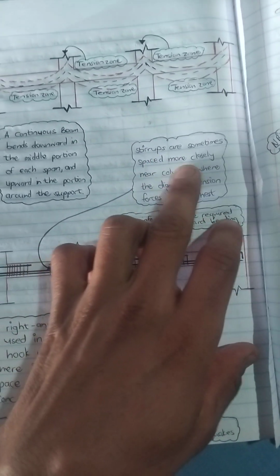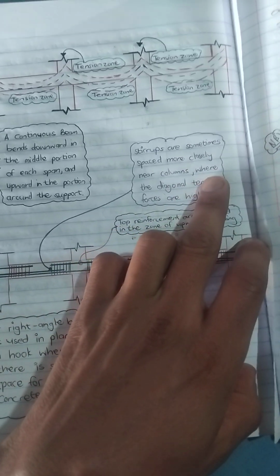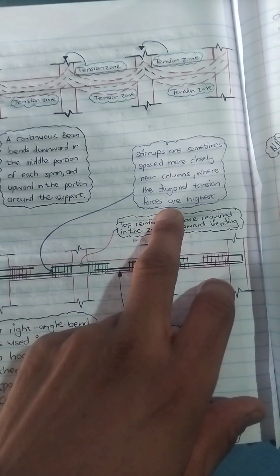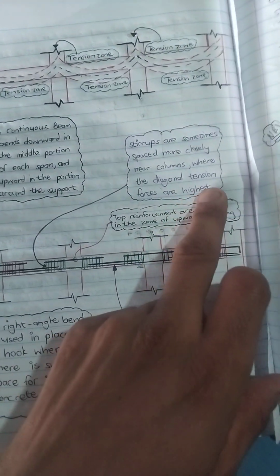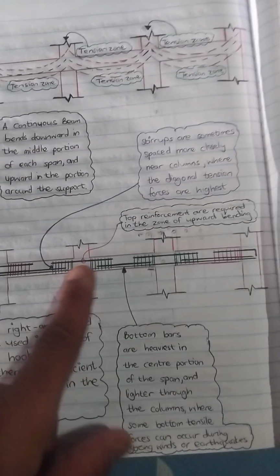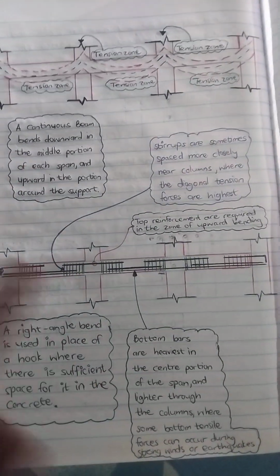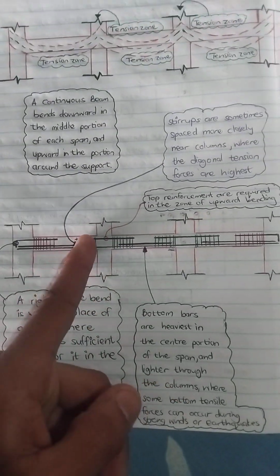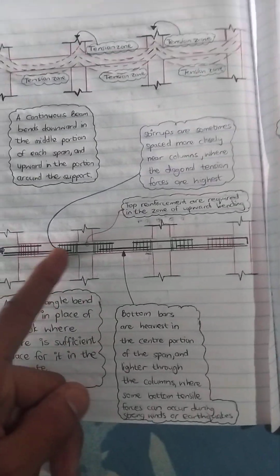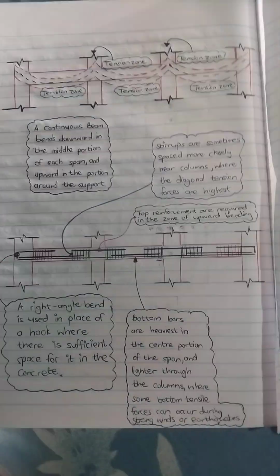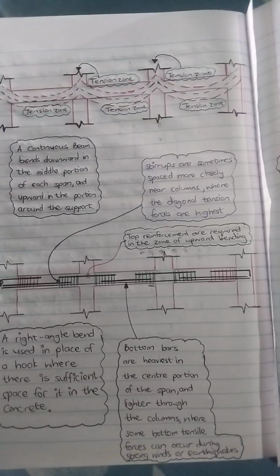Now this one states stirrups are sometimes spaced more closely near columns where the diagonal tension forces are highest. So which means that that's the point that I meant previously in my previous video. That's where we put stirrups close to each other. That's just to prevent shearing.